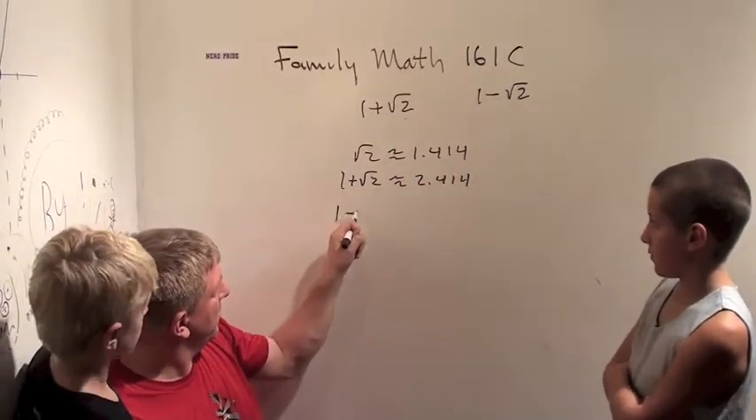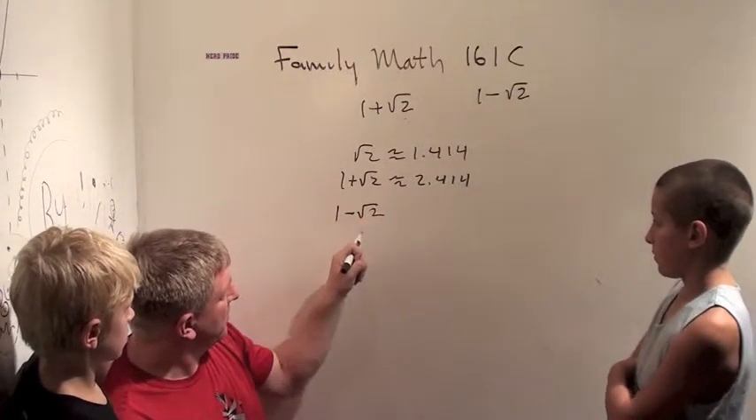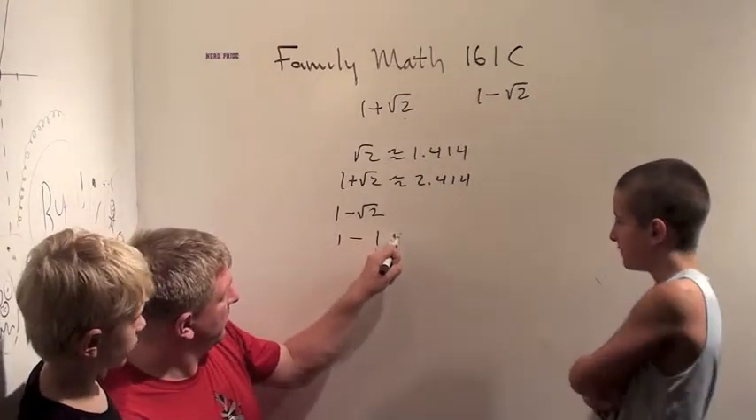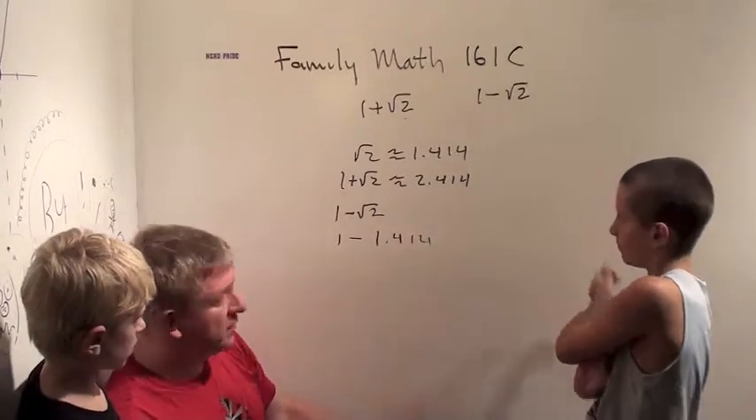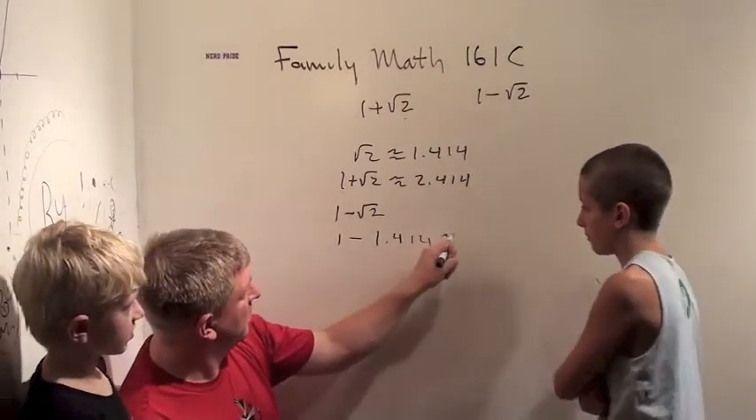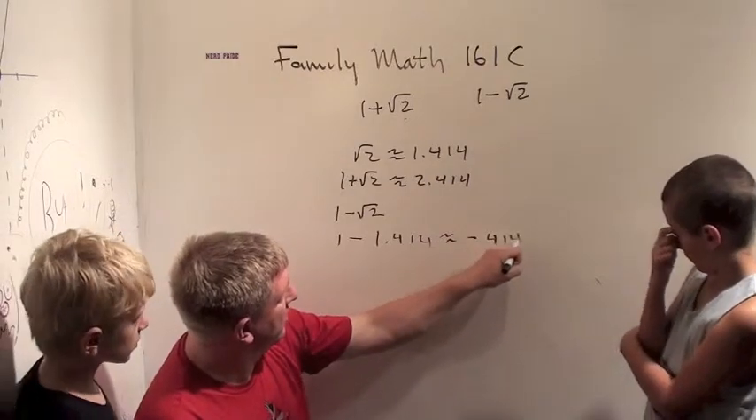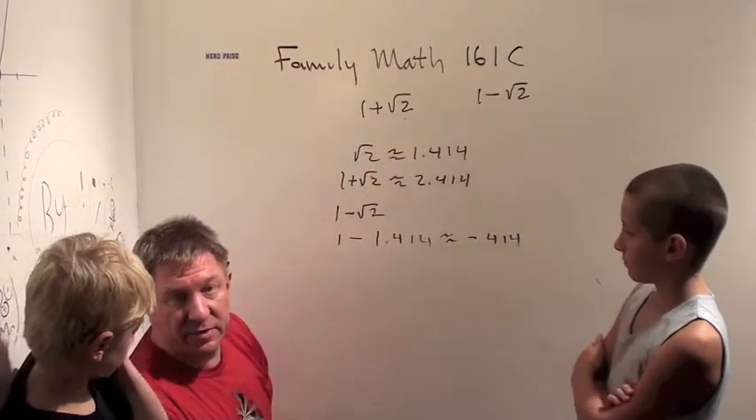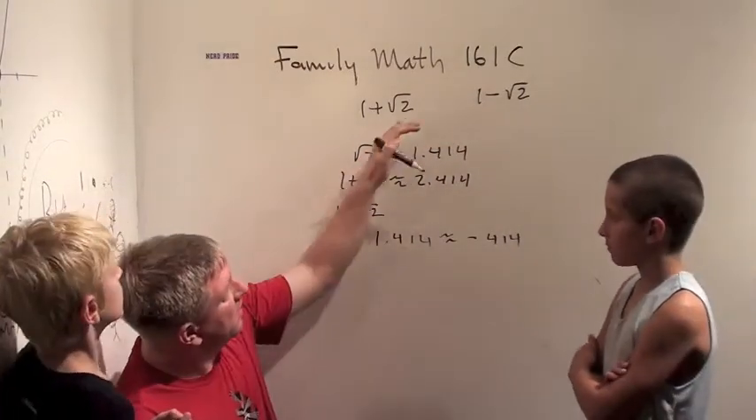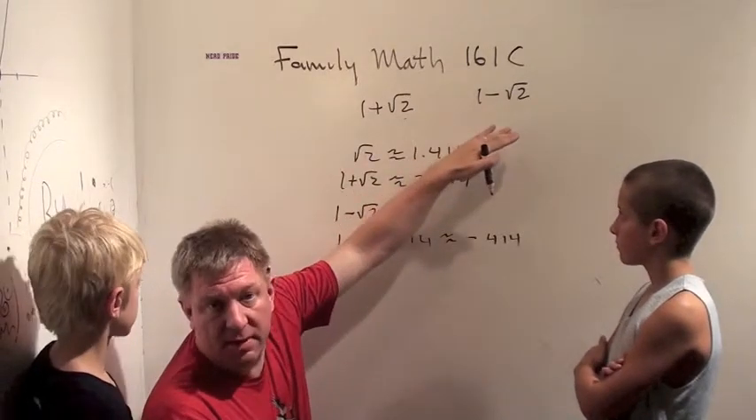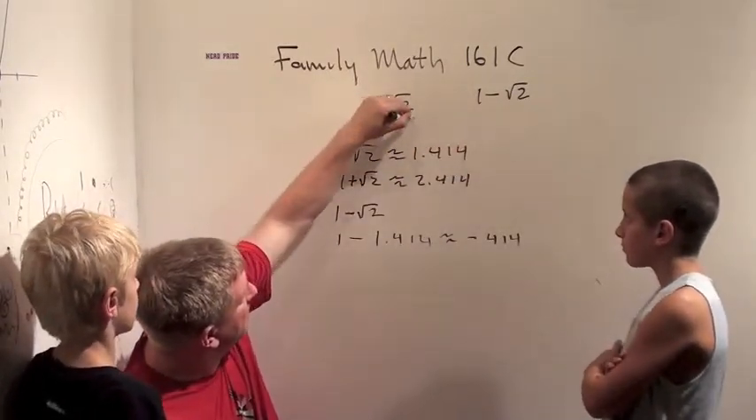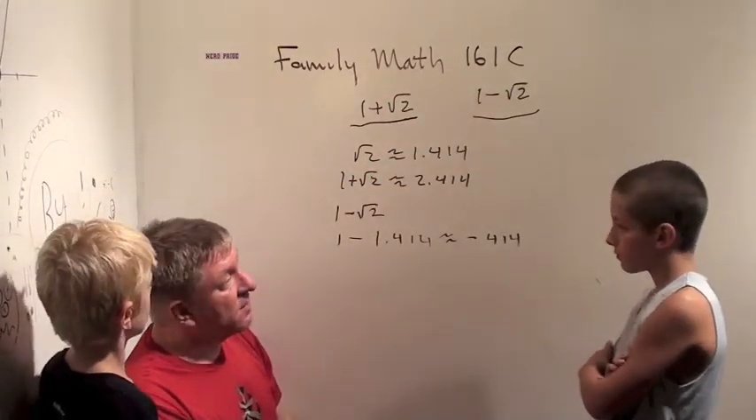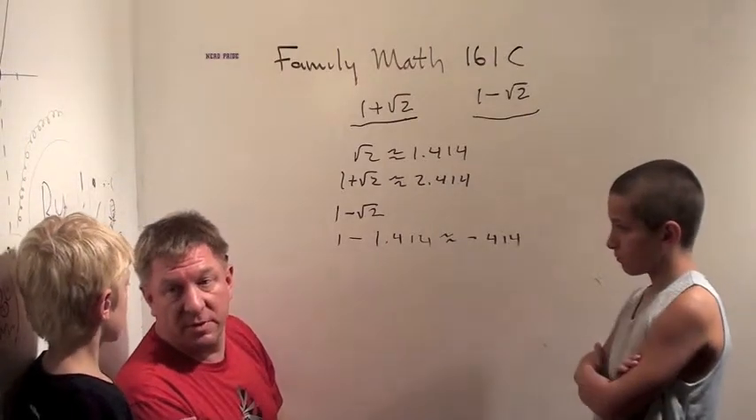Okay. 1 minus the square root of 2, which is 1 minus 1.414, is approximately minus 0.414. Okay? So these numbers together have a very interesting property. And you're going to see later on in math lots of times where numbers get paired with a very similar looking number. And at the end of this, I'm going to show you how this happens to the Fibonacci numbers.